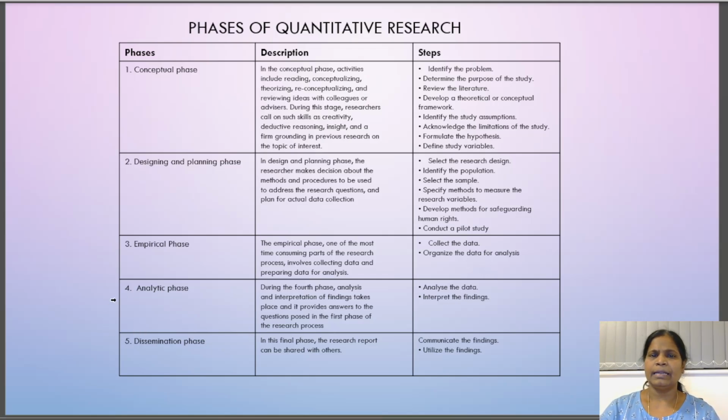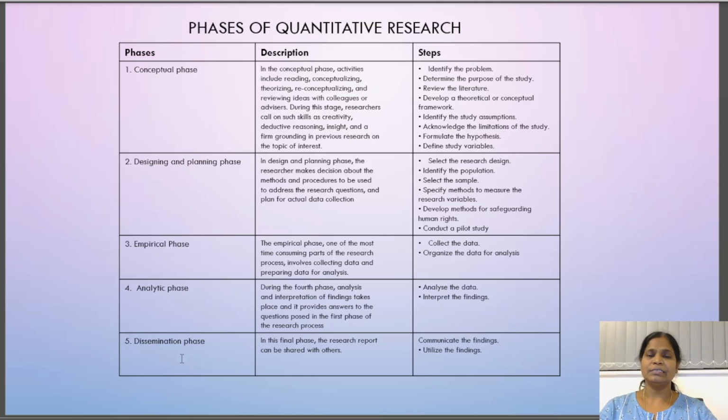Next we have the analytic phase. Analytic phase means whatever data we have gathered, we send it for analysis. We have descriptive analysis and statistical analysis, where the statistician analyzes the data according to the objectives and hypothesis, and sends the data back for interpretation. We interpret the data according to the hypothesis, according to what we have assumed, whether it is correct or not. Assumptions are involved in this. So data interpretation is done in this analytic phase.